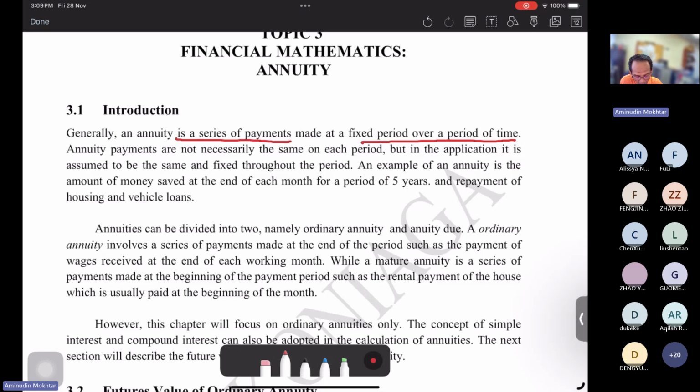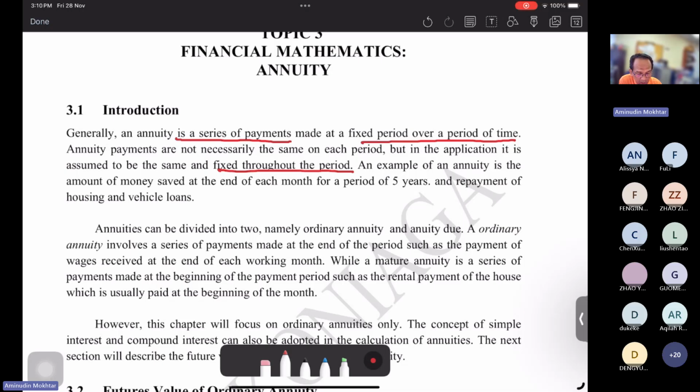The annuity payments are basically not necessarily the same in each period, but for the purpose of this class, we assume that the amount of the annuity is the same and fixed throughout the period of the study. An example of an annuity is an amount of money that you save at the end of each month. Let's say at the end of each month, you deposit a fixed amount in a bank, let's say 100, 200, and so forth. That's one type of annuity.